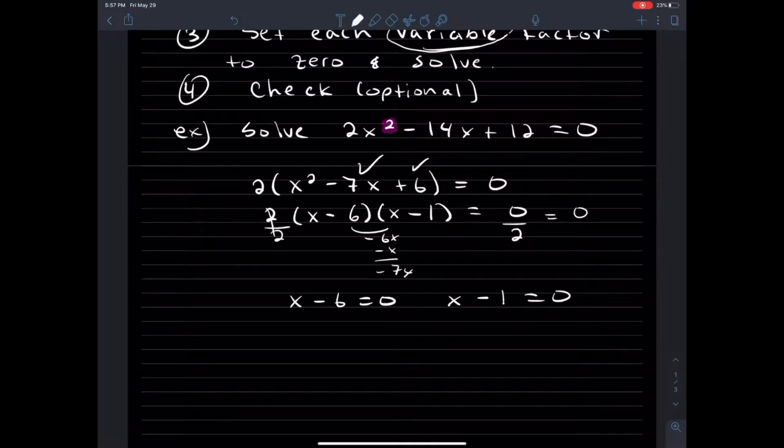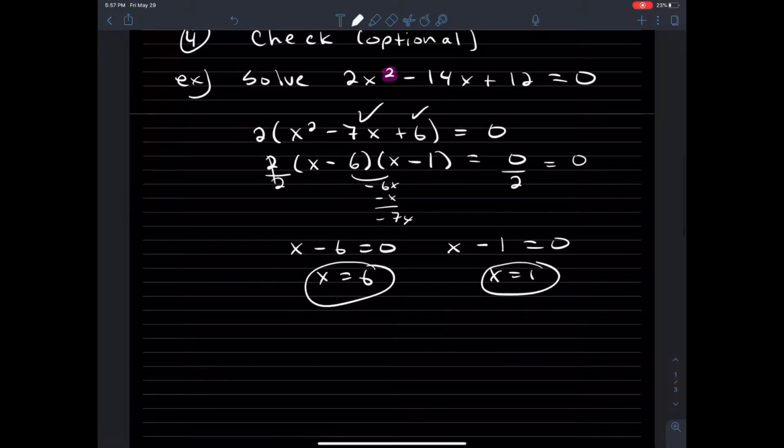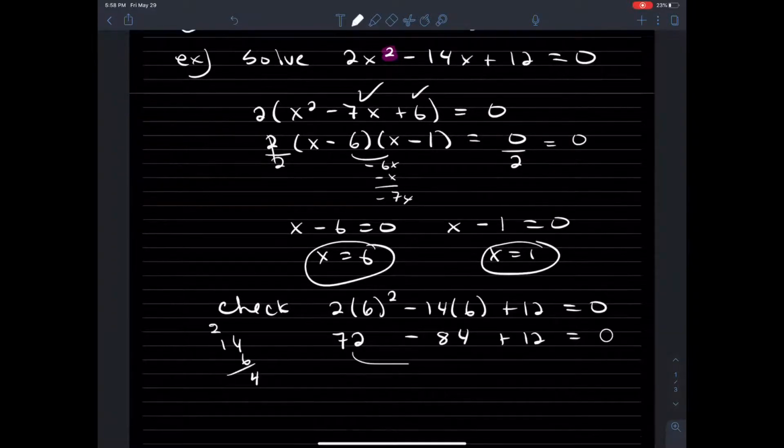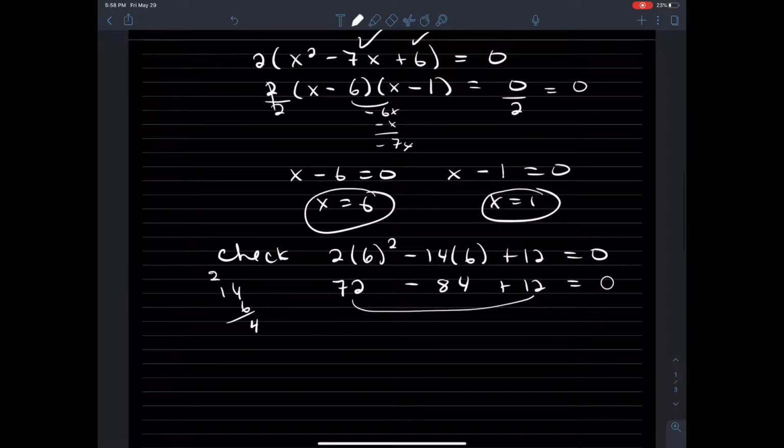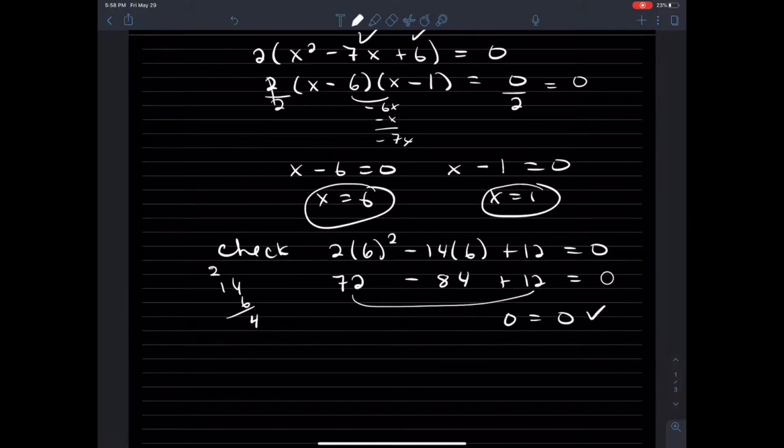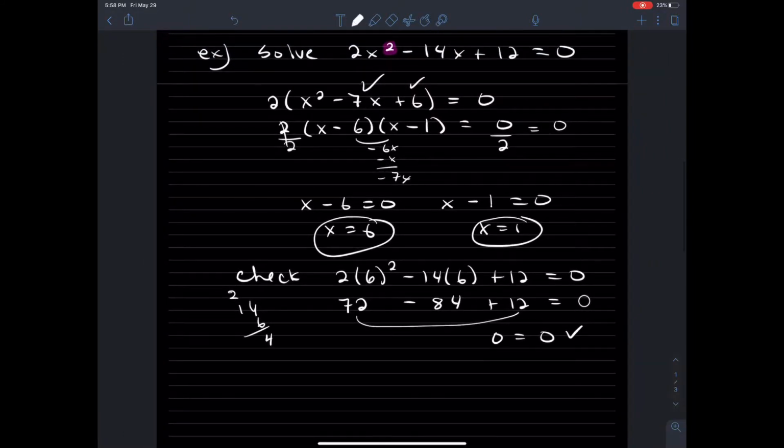So finishing this, we get x equals 6 and x equals 1, and we can definitely check our original. The only reason to check would be to make sure you factored it correctly. Those 2 do add up to be 84, so you get 0 equals 0. The second one's easy to check. It works.